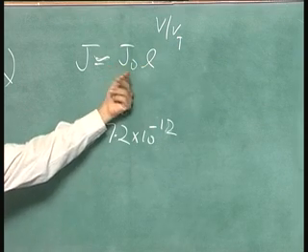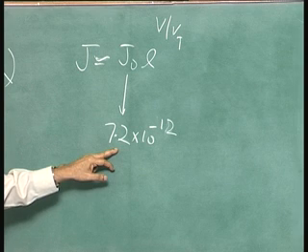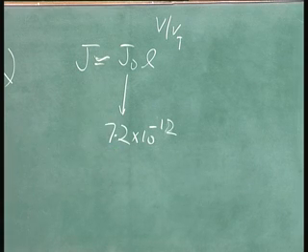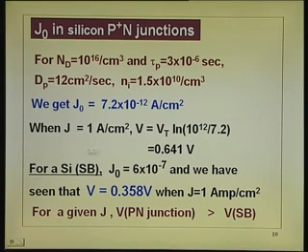Here when you substitute for J naught, and this is 1 and this is 7.2 into 10 to the power minus 12 ampere per centimeter square, you get a value of V which actually is much larger than what you get for the Schottky barrier. So, what we have to see here is when you plug in those numbers, you get the voltage drop across the diode for 1 ampere per centimeter square as 0.64.